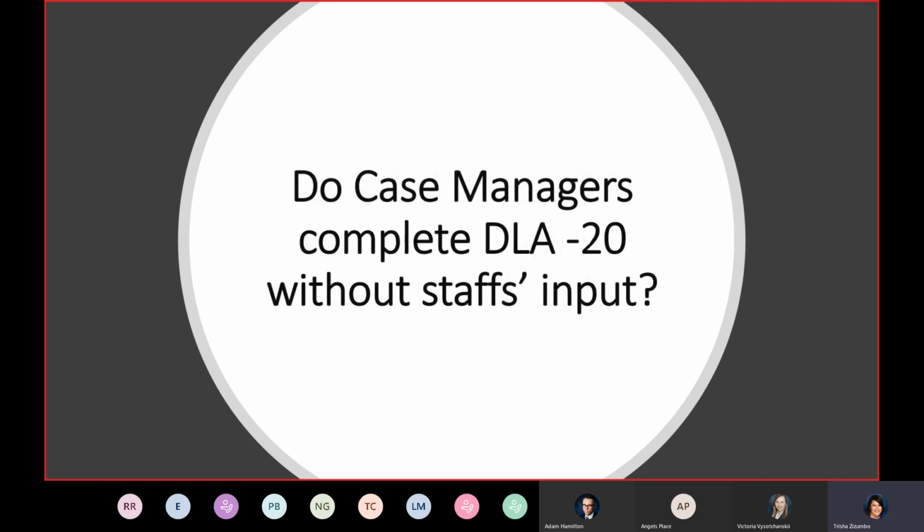Okay, next question. Do case managers complete DLA 20 without staff's input? Okay. Even if the individual, guardian, family, home staff, doctors, etc., give input, it is the case manager's and sports coordinator's job to use clinical judgment and the DLA 20 scoring rules and norms to complete the assessment.